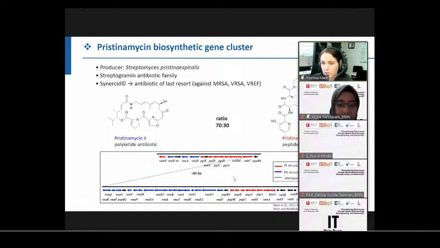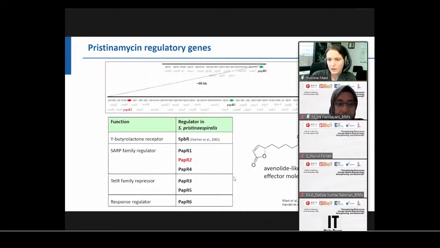And the genes that you can see here in red encode the peptide antibiotic pristinamycin 1, and the blue ones encode the polyketide antibiotic pristinamycin 2. So when we had a closer look into this antibiotic gene cluster, we identified a set of 7 different transcriptional regulatory genes, and they belong to different types of regulatory families. And actually, this is quite a large number, because usually these kinds of antibiotic gene clusters have one or two such regulatory genes.